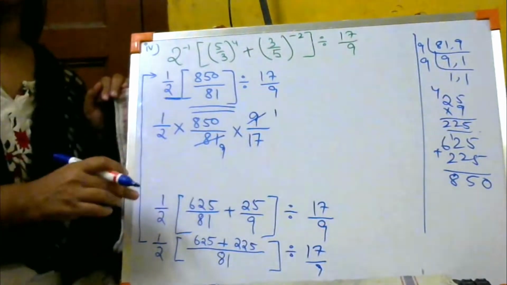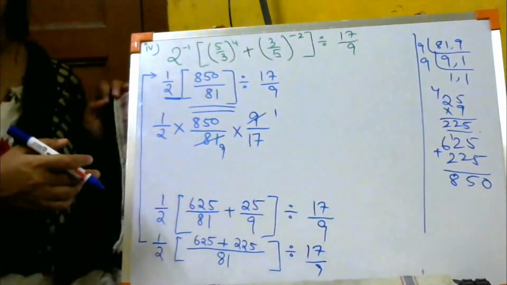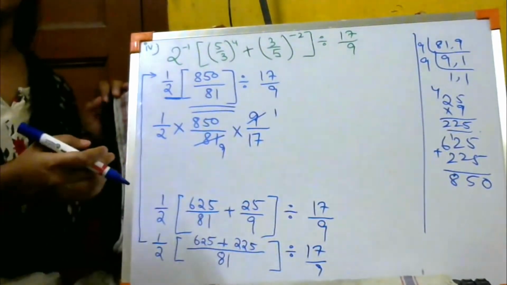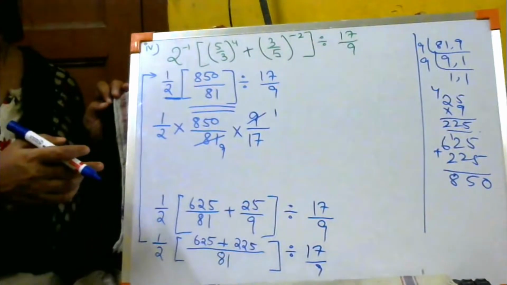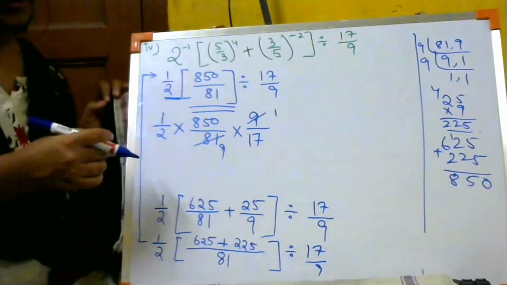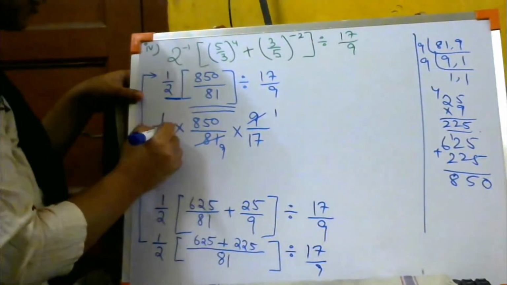850 को तुम 2 से भी काट सकते हो. If you want, you can cancel it with 2 also. But the ones who know the tables of 17, they will know that 17 is actually, I think it is 25s up. If I am not wrong, it should be 25s up. So let us see. I'll just cancel it with 2 only for you people.